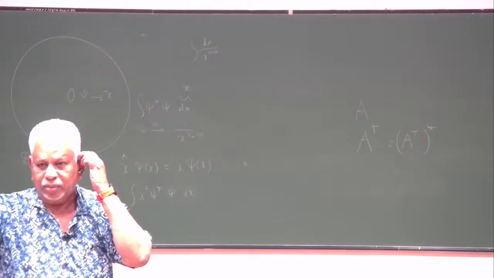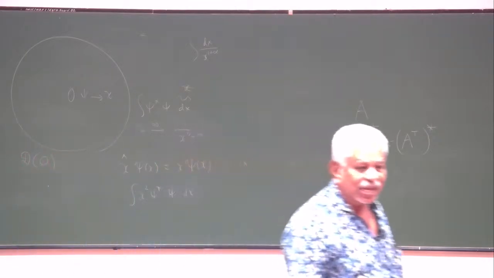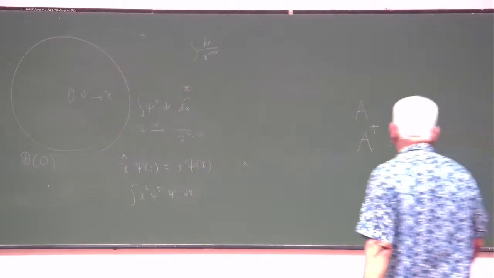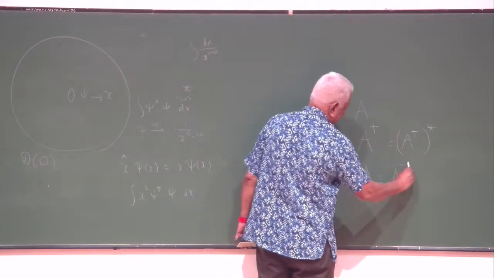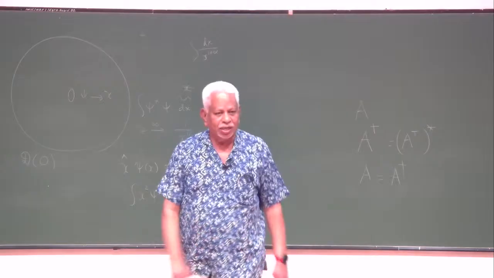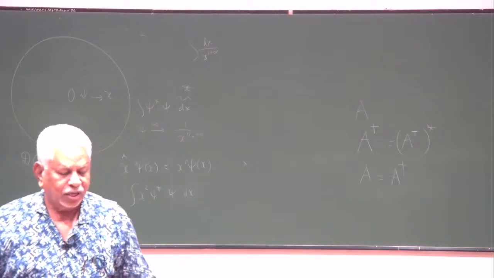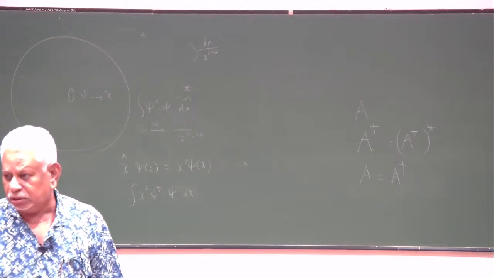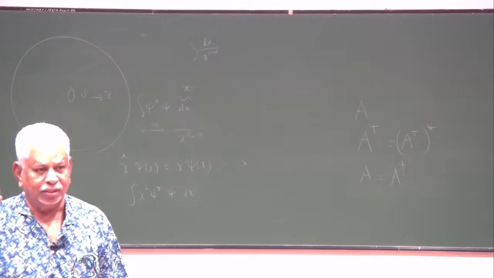Everyone in the back? So then, an operator is self-adjoint or Hermitian if A is equal to A dagger. If A is equal to A dagger, you say that this operator is self-adjoint or Hermitian. I hope that statement is known to everyone. Yes or no? Please tell me.